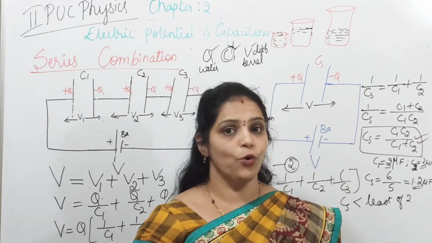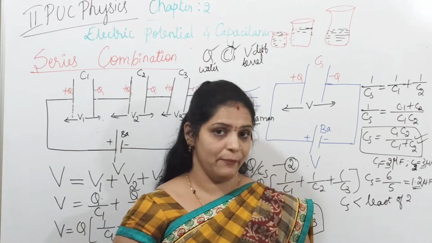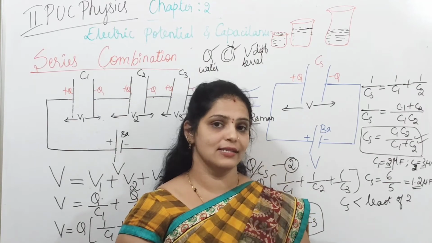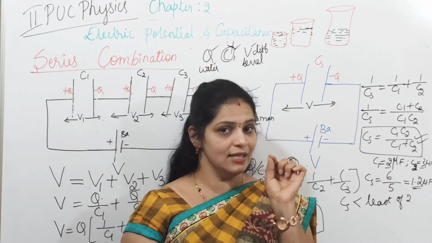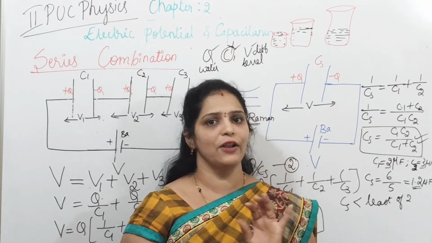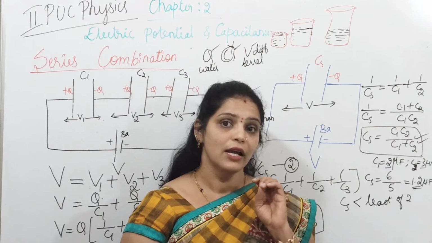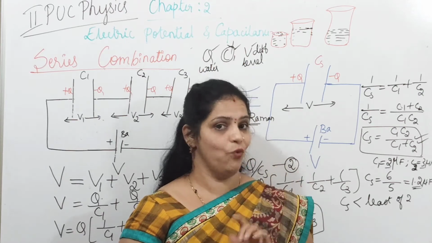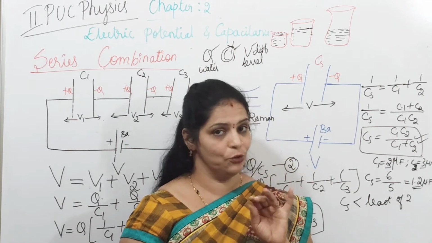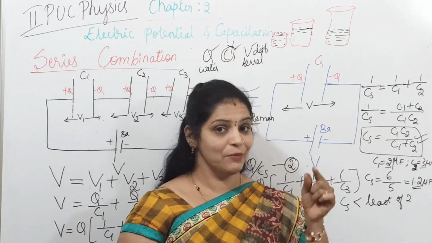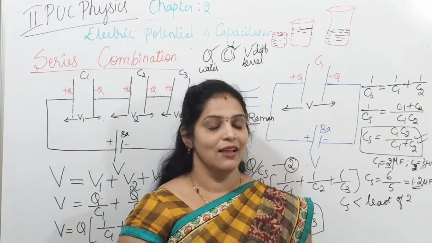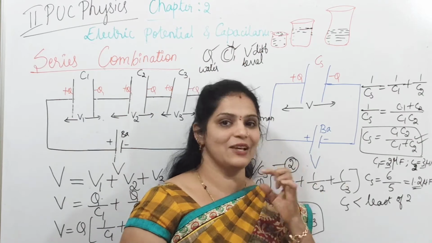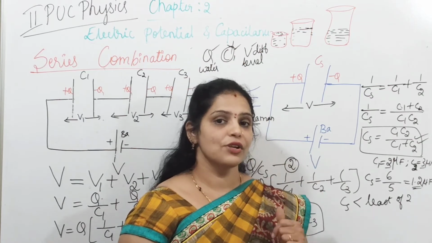So if you want to get a least value of capacitance in a group of capacitors, then you have to combine one of the very small value of capacitance. See, for example, if you need the value less than 1, which is not there in the group, then if 1 is there, select that first. One of the capacitors should be 1. Then what happens? The answer will be less than 1. Is it clear? So like this.